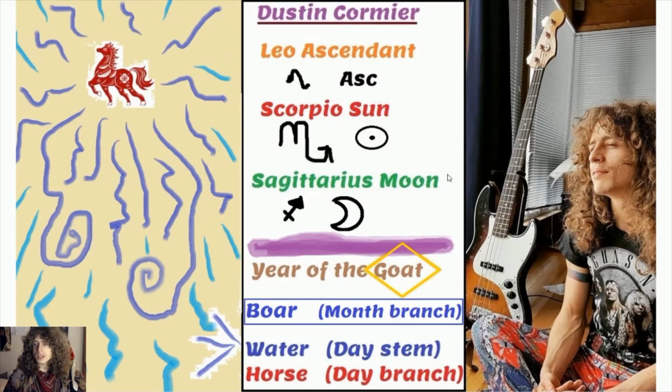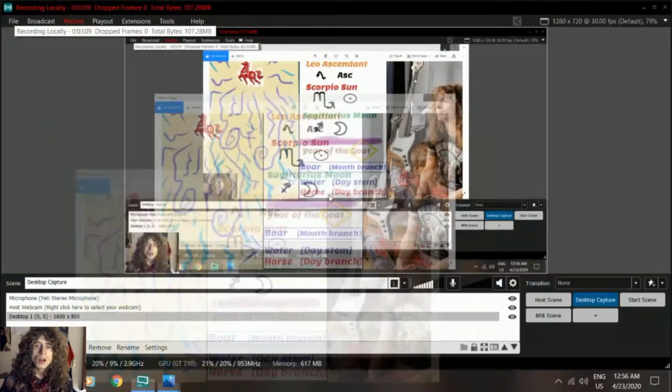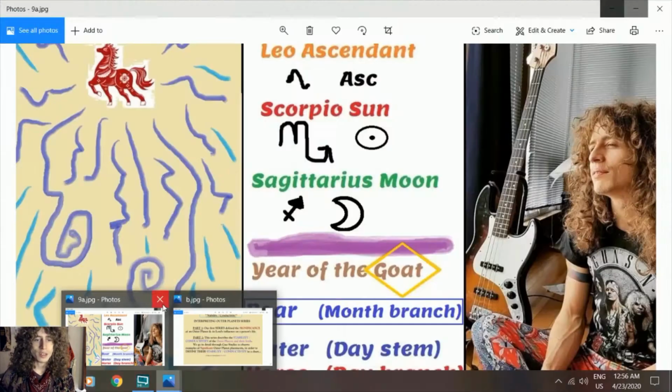And this is a picture of the main points in my chart. Leo rising, Scorpio sun, Sagittarius moon. I've also got Venus and Jupiter in Virgo in the second house, Rahu, Uranus, Neptune conjunct in Capricorn, all that fun stuff. It's just nice to have a little bit of context on the person giving you info.